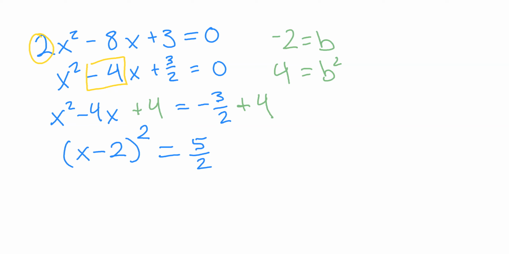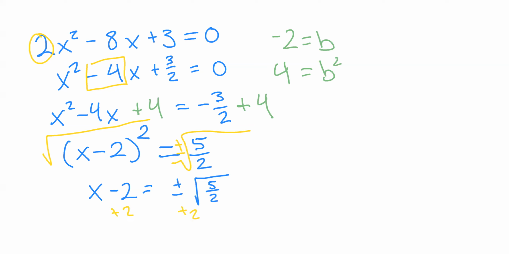Okay, so we've completed our square. Let's use the square root property. We square root both sides. Don't forget plus or minus when we square root. And we've got x minus 2 equals plus or minus the square root of 5/2, right? We're going to add 2 to both sides to get x by itself, and we're going to get that x equals 2 plus or minus the square root of 5/2.